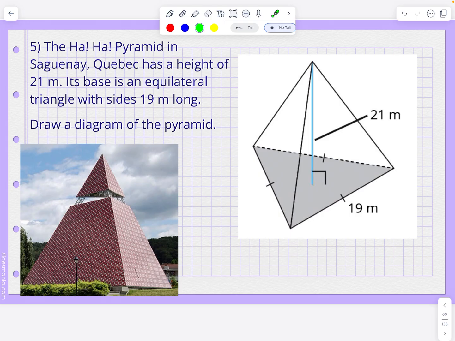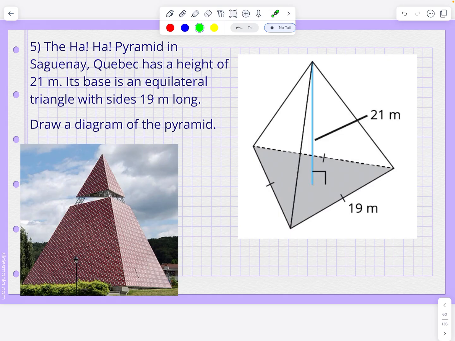Okay. This question, this is a tricky one. We're going to finish with the hardest one like we normally do in our lessons. Here we've got the Ha-Ha pyramid that's in Quebec. It has a height of 21 meters. Its base is an equilateral triangle with sides 19 meters long.